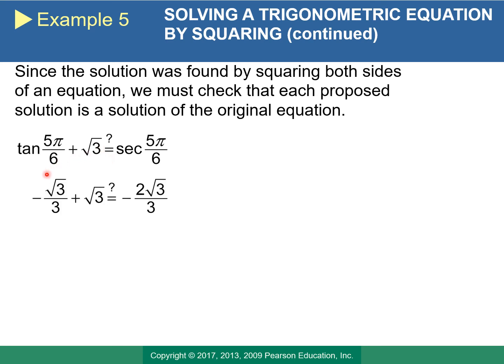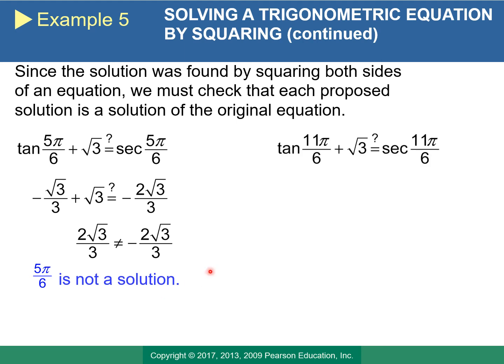So tangent of 5 pi over 6 is negative root 3 over 3. Secant of 5 pi over 6 is negative 2 root 3 over 3. And when you simplify this left side, what you'll find is these are not equal. The left side is positive, the right side is negative, and so we consider this 5 pi over 6 to be an extraneous solution. We got it in our work, but it didn't check out because of the process we used of squaring. So let's try our next answer.